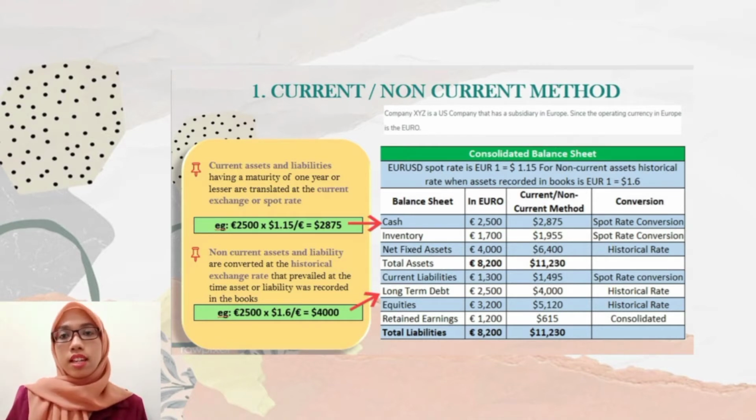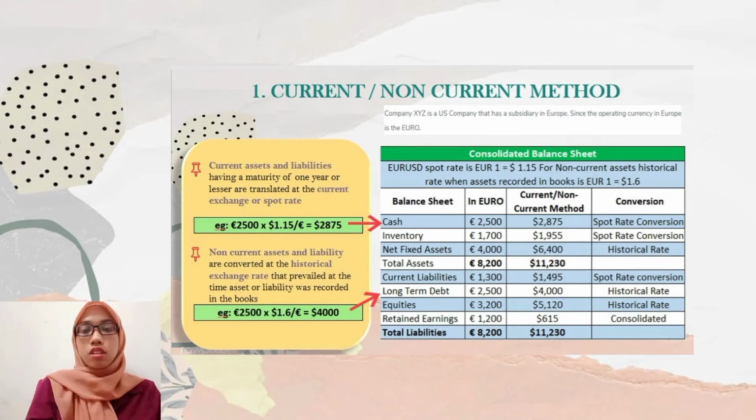Non-current assets and liabilities are converted at the historical exchange rate that prevailed at the time the asset or liability was recorded in the books. Since long-term debt is a non-current item, we multiply by the historical rate given, so the answer is $4,000. Under this method, a foreign subsidiary owning current assets in excess of current liabilities will incur a translation gain if the local currency appreciates.